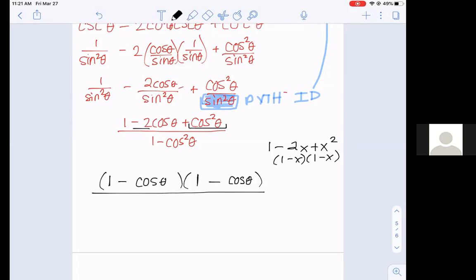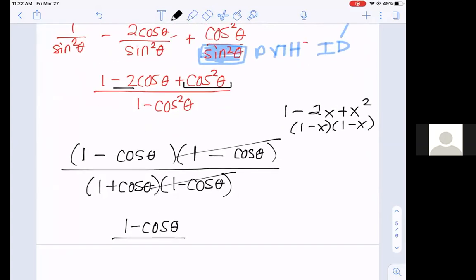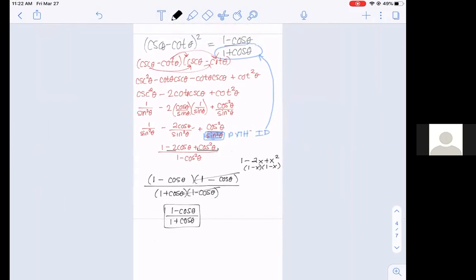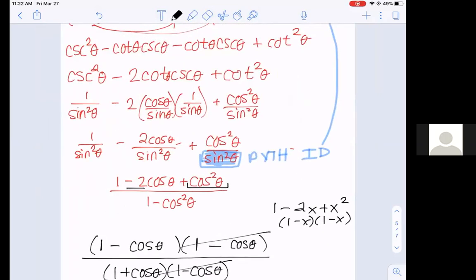Okay, then at the bottom, I know that's a difference of perfect squares, so it's going to be 1 plus cosine times 1 minus cosine. Okay, and the cool thing is that my 1 minus cosines can cancel on the top and bottom, and I'm left with one of my 1 minus cosines over 1 plus cosine. Okay, and that is my answer, and that is the original problem. So we verified.